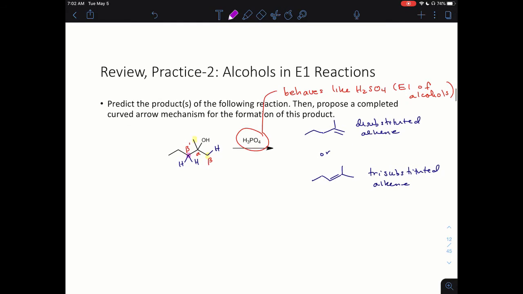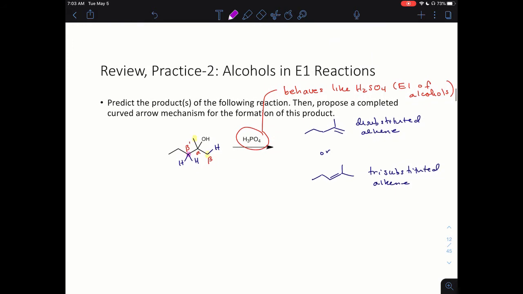Okay, we know that phosphoric acid behaves like sulfuric acid, not in the sense of their acid strength. Phosphoric acid is a weak acid and sulfuric acid is a strong acid, but they both facilitate E1 reactions of alcohols. Now, one thing is tricky. We have two types of beta carbons.